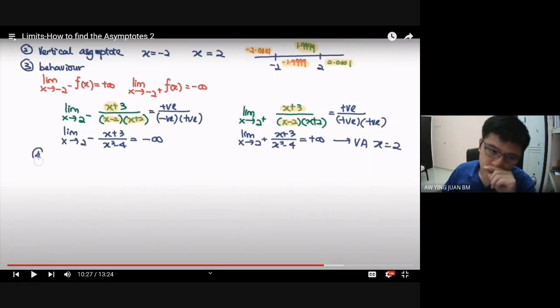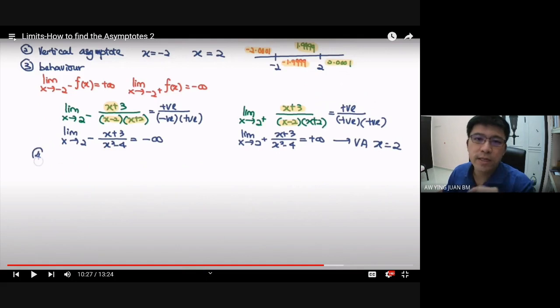Harap anda nampak ya, macam mana saya buat untuk vertical asymptote atau bahagian D untuk lesson 1 untuk topik limits. Harap nampak ya, so setiap satu ini kita perlu test. Okay, setiap satu from the left, from the right, from the left, from the right, kita perlu tahu behavior dia. So anda boleh nampaklah ya behavior dia. So dah siap vertical asymptote, sekarang saya perlu buat apa? Cari horizontal asymptote.